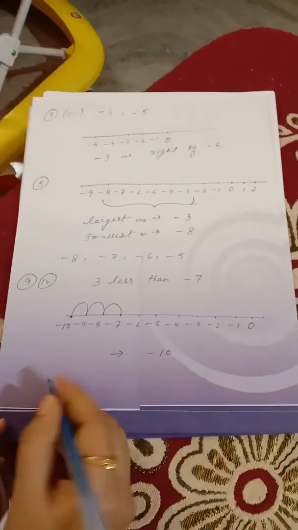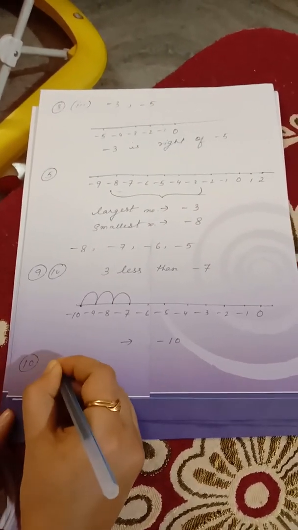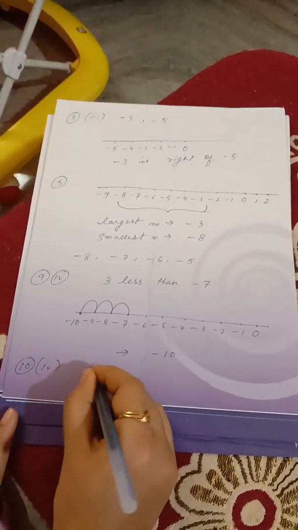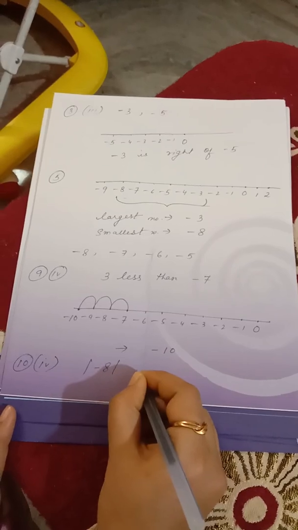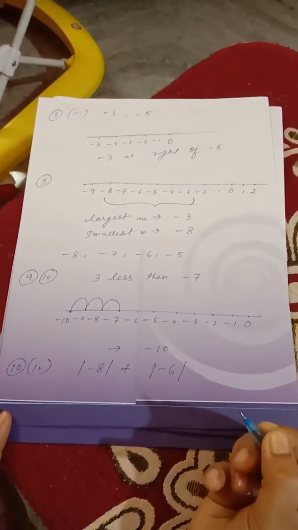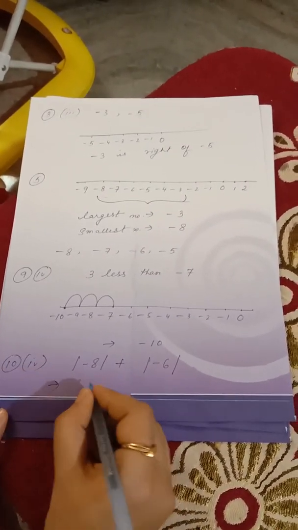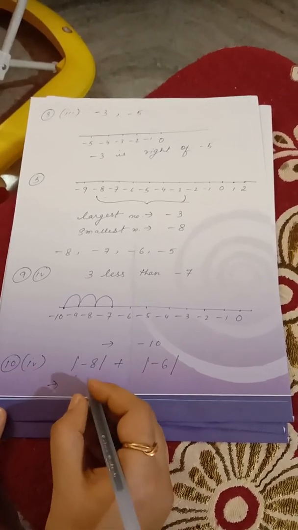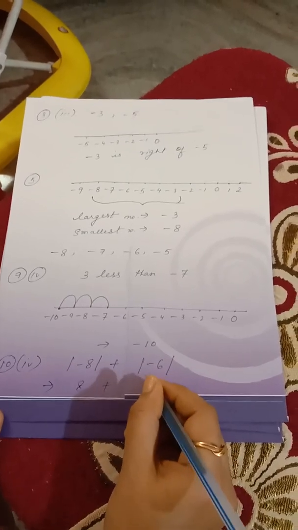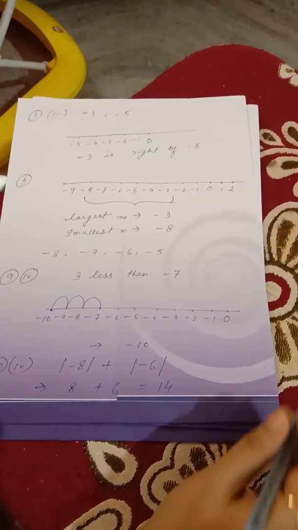And today's last problem, that is the evaluation. For that we are solving number 4. Absolute value of -8 plus absolute value of -6. We know that absolute value only will be the value regardless of the sign. So absolute value of -8 will be 8 and absolute value of -6 will be 6. So the answer will be 14.